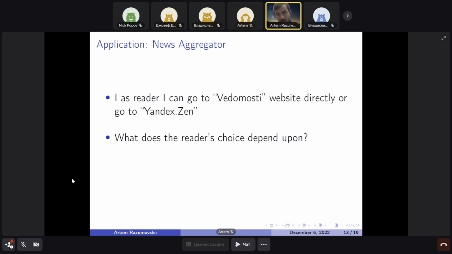So why would you decide to go directly to the Ведомости website, or what is the incentive to go firstly to a news aggregator and then go to, for example, some website of a newspaper to read the exact article?